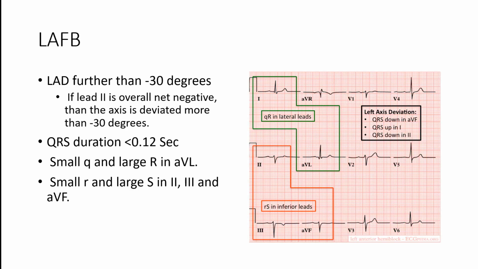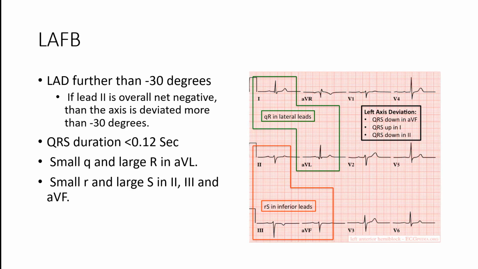Left anterior fascicular block. To diagnose this, first you need a left axis deviation that is more negative than negative 30 degrees. So lead 1 is going to be upright in its QRS deflection. Lead AVF is going to have downward deflection, and then lead 2 is going to show overall net negative deflection, a true left axis deviation. Subsequently, we need a QRS complex that is less than 0.12 seconds to diagnose a left anterior fascicular block in isolation from a right bundle.